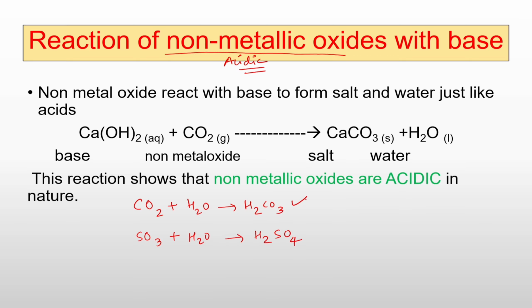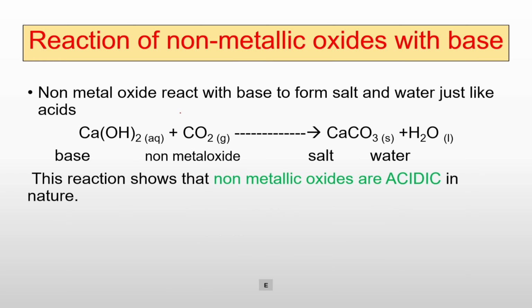H2SO4. This is your carbonic acid. This is your sulfuric acid. So both of them are what? Acid. That is why non-metal oxides are acidic in nature. So again, when non-metal oxides react with a base, it is again a reaction of acid and base.